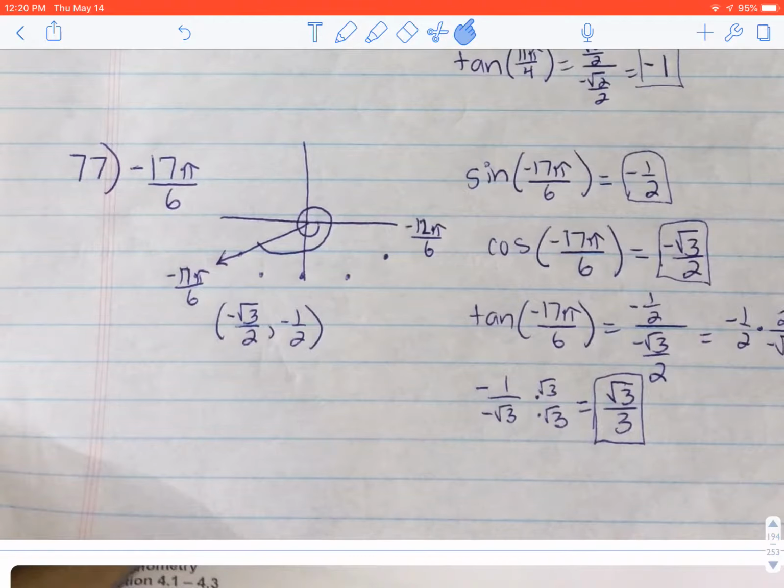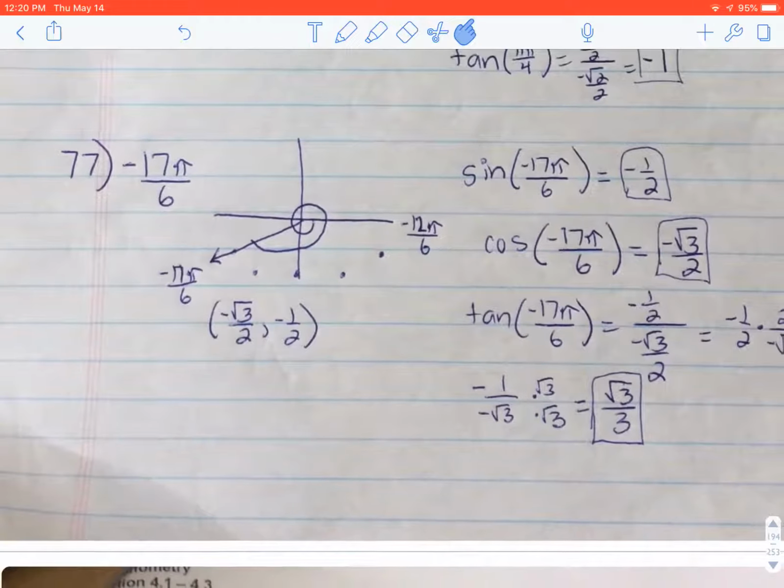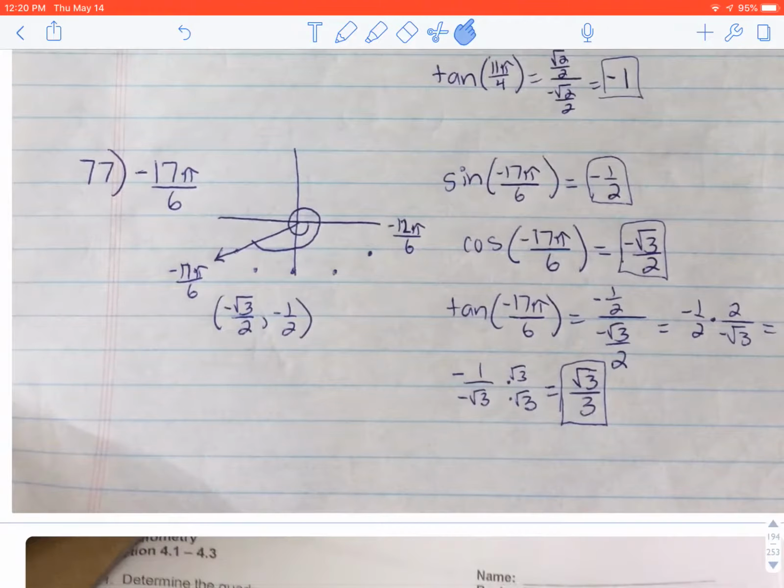Okay, number 77, they give us negative 17 pi over 6. So again, when you are plotting where this is, this one's negative, so you're going the opposite direction. Once you get to your first time around, which is really negative 12 pi over 6, you want to count 13, 14, 15, 16, 17. So 17 pi over 6 is here.